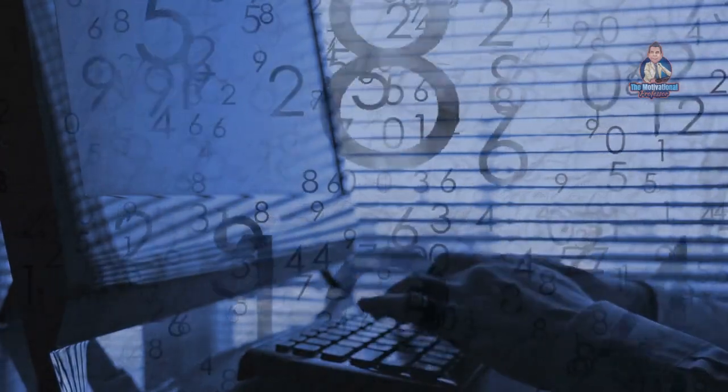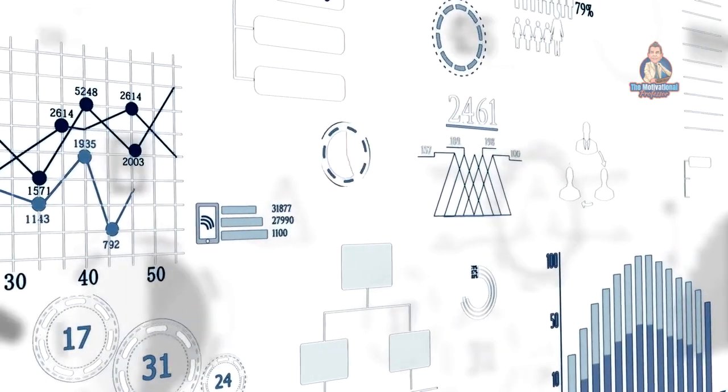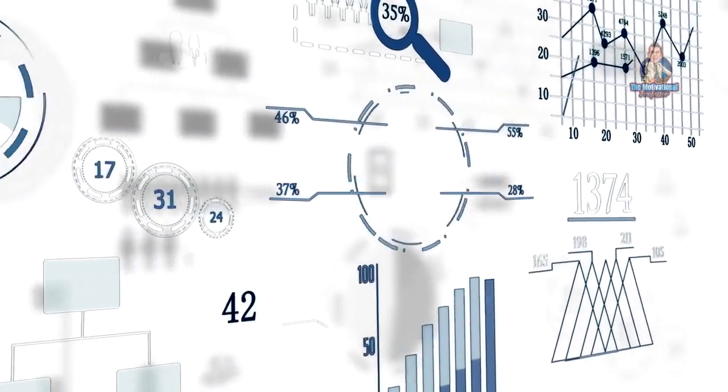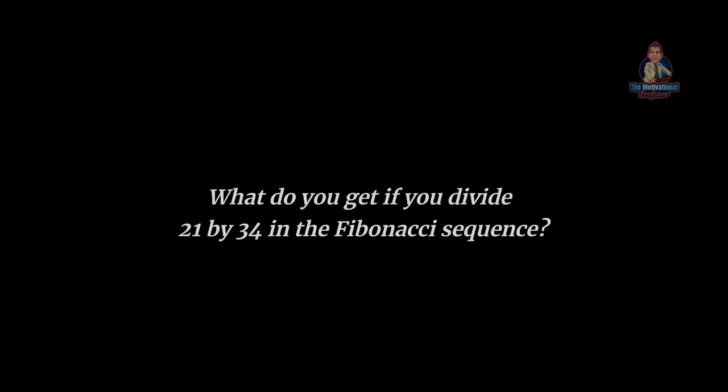So, remember how we get the following number in the Fibonacci sequence by adding the previous one. 1, 1, 2, 3, 5, 8, 13, 21, 34, 55, 89, 144, 233, 377. In this case, we're using this same Fibonacci sequence to divide them to get the Fibonacci ratio. Let me give you an example. What do you get if you divide 21 by 34 in the Fibonacci sequence?